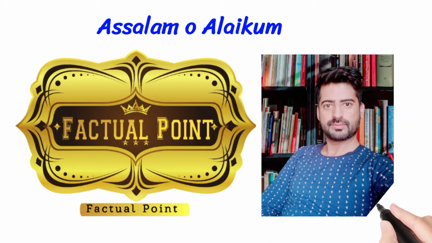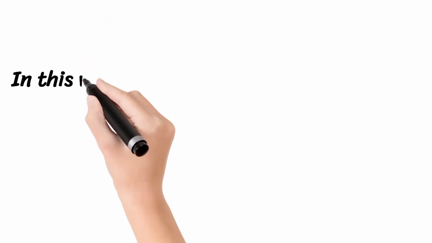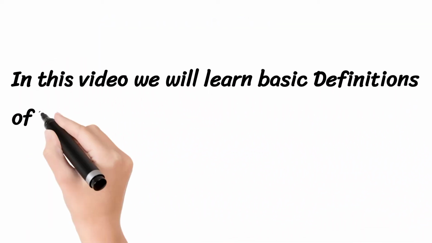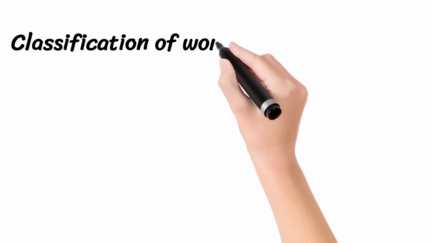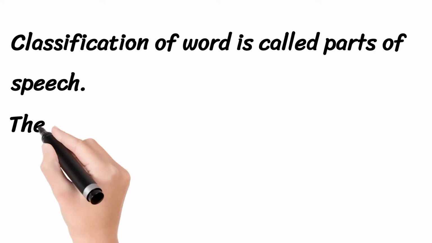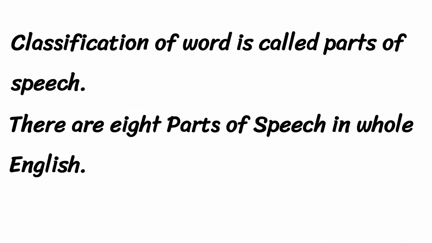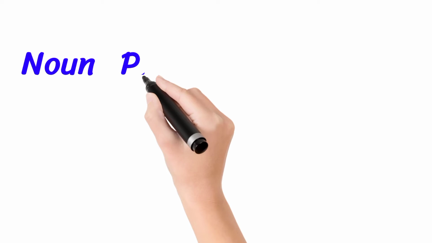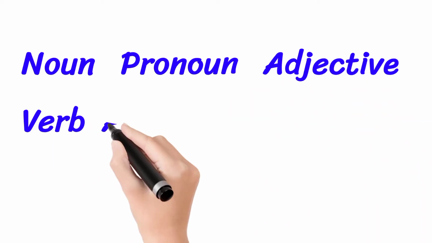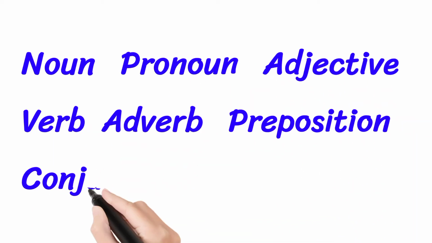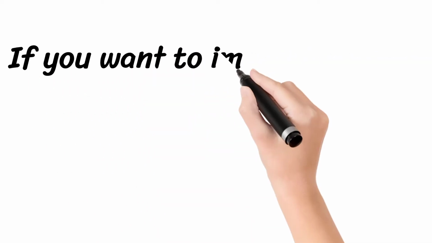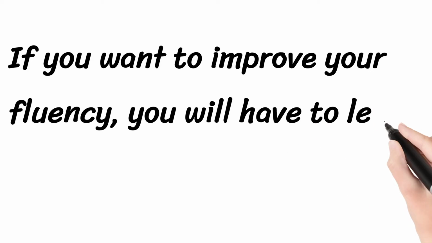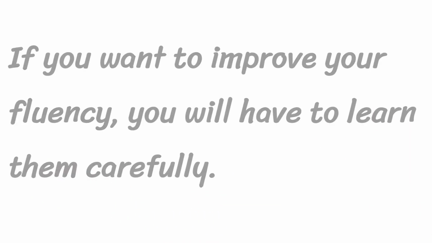My name is Muzaffar Sultan, and in this video we will learn basic definitions of parts of speech with simple examples. So let's start. Dear students, classification of words is called parts of speech. There are 8 parts of speech in the whole English language: noun, pronoun, adjective, verb, adverb, preposition, conjunction, interjection. Dear students, if you want to improve your fluency, you will have to learn them carefully.